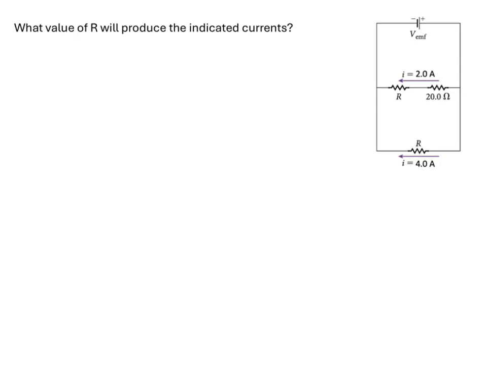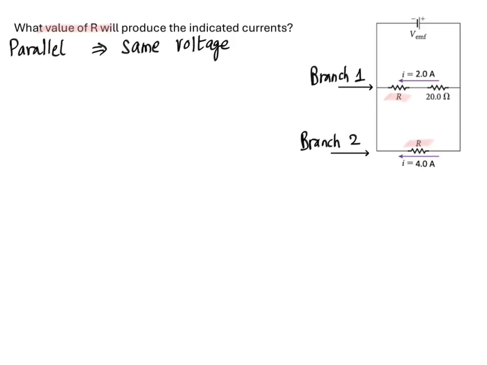Next problem. What value of R will produce the indicated currents? So we have got a circuit given here. There you have got the current in 2 branches. There's also R written for 2 resistors and we don't know what's the value for R. We know there is branch 1, there is branch 2, it's a parallel circuit. So the same voltage will be there for each branch.